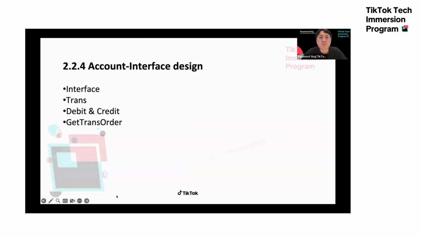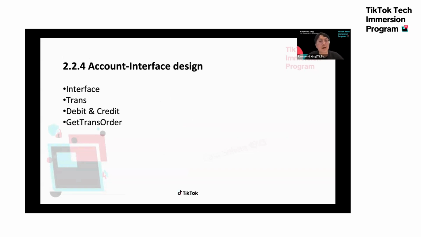Okay, so just talk about the very basic account storage and how to design it. Keep in mind, we have two tables. One is the account balance, another is the balance record. So as we have the storage layer, we need to think about the interface design.